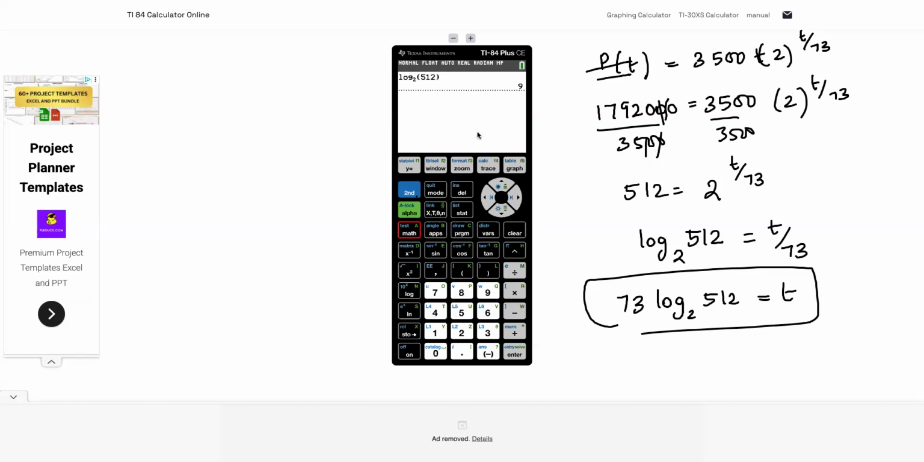9, right? Now, if that is equal to 9, 73 times 9, right? 73 times answer. There'll be one answer button, right? 73 times answer is here. Enter. Something feels wrong to me. Yeah, 6:57. That's right. So the time is 57 minutes.